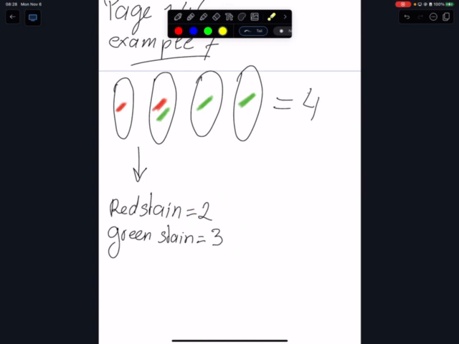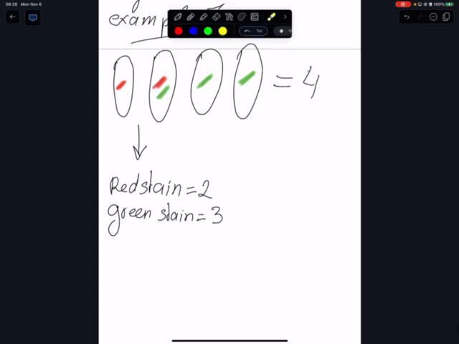So the question is, if I do not know how many there are, how can I find out, based on this information, how many there actually are? They say you have 1 that has a green and a red stain.